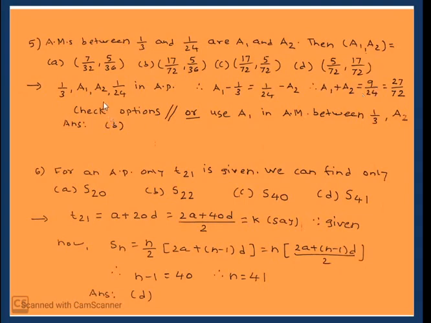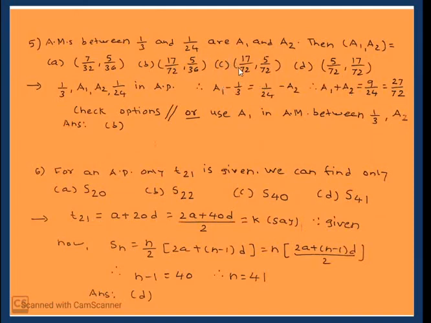But here we can use the shortcut method. Check options, that is, the addition of these two should be 27 by 72. You will notice that in option B only, listen carefully, in option B only this happens. So we declare that it is the correct option. If you are going to use the shortcut method, you have to be very careful. See here, values in option B satisfy this. So don't declare that it is the correct option.